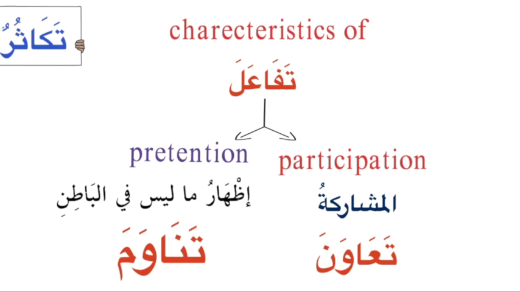So these are the two main characteristics we need to remember. It's not necessary that each verb will have one or the other, but most of the words which you can relate to these types of characteristics will be either participation or pretension. So going to the examples.